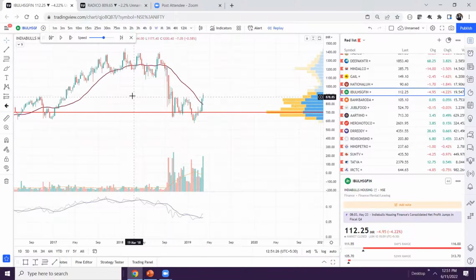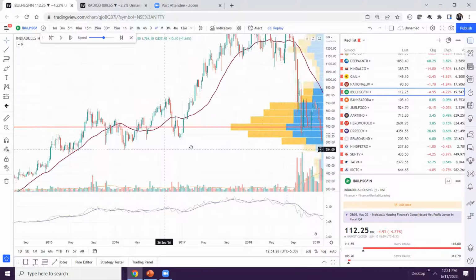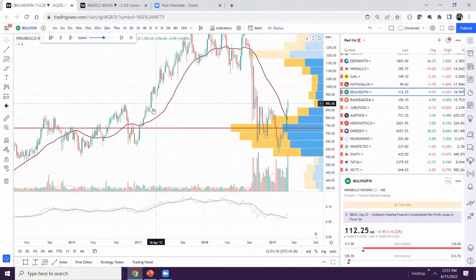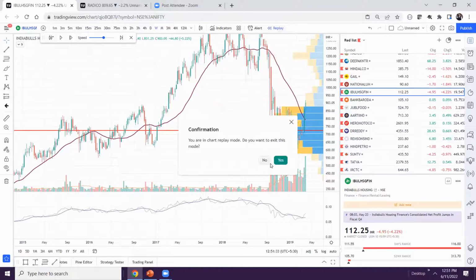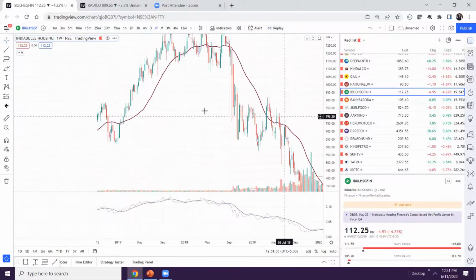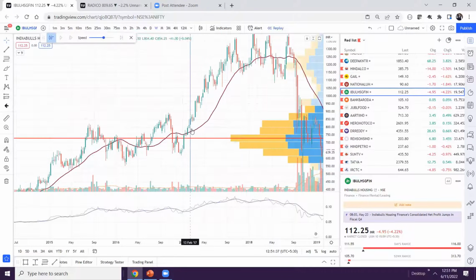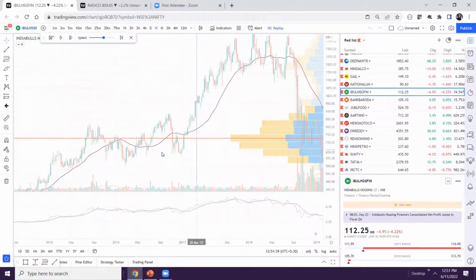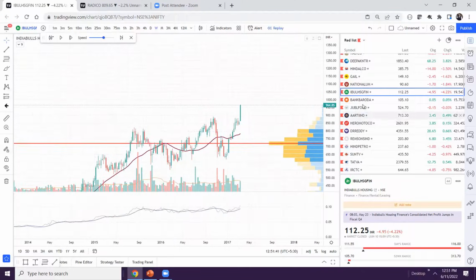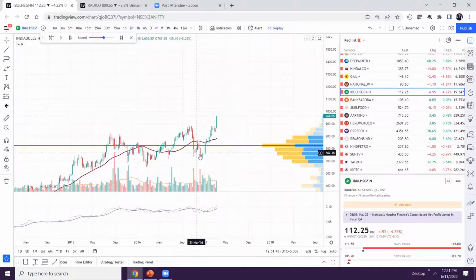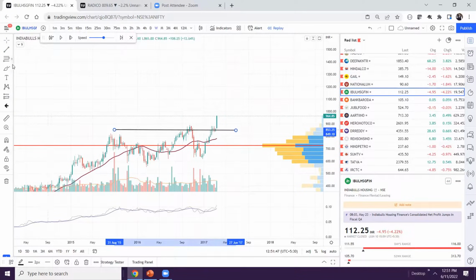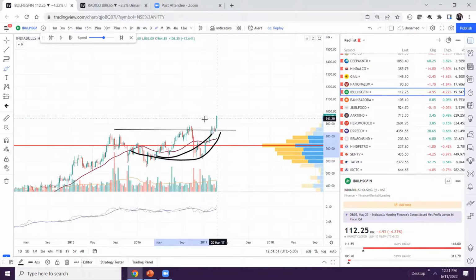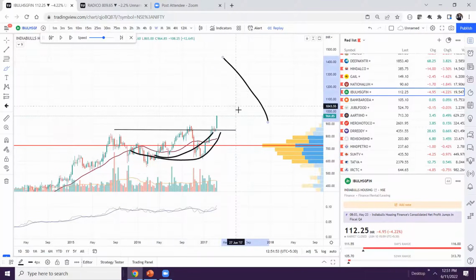If the angle is like in this case, let me again go to this case. See, what is the angle? Upside. So if this is the criteria, then only you have to invest. If this is the criteria, then you should not invest. Okay.